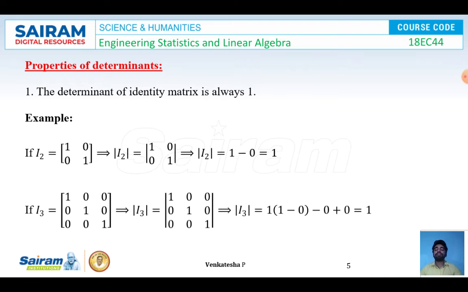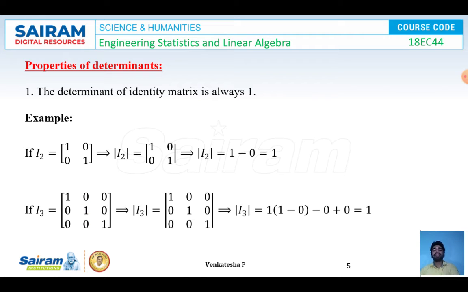Properties of the determinant. The first property of the determinant is that the determinant of the identity matrix is always equal to 1. For example, in the first example, I'm taking a 2 cross 2 identity matrix, that is I2 is equal to 1, 0, 0, 1. After applying the determinant on both sides, I get det of I2 is equal to det of 1, 0, 0, 1. After expanding this determinant, we get det of I2 is equal to 1 minus 0, which is equal to 1. Similarly, I am taking the I3 matrix, the identity matrix of order 3, that is I3 is equal to 1, 0, 0, 0, 1, 0, 0, 0, 1.